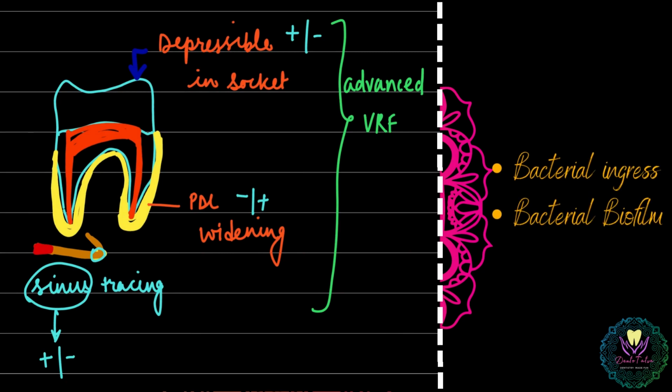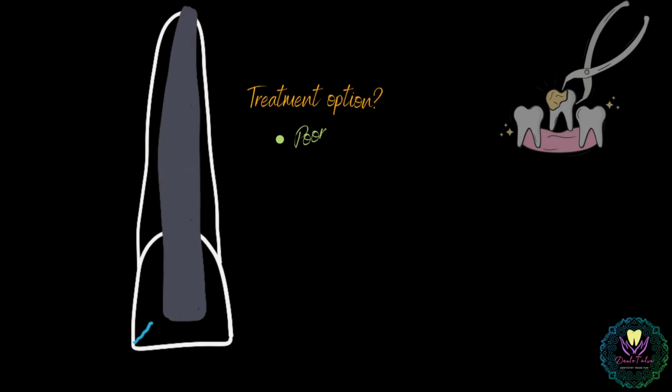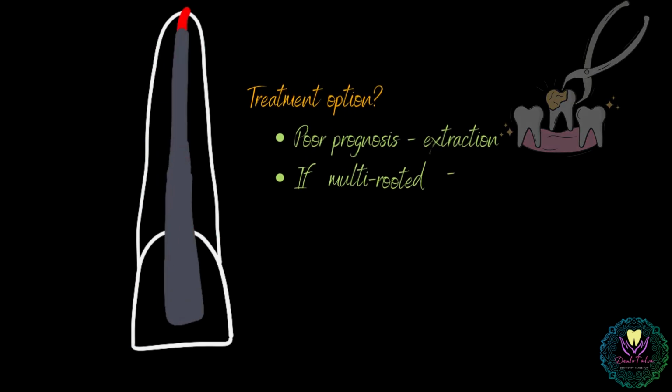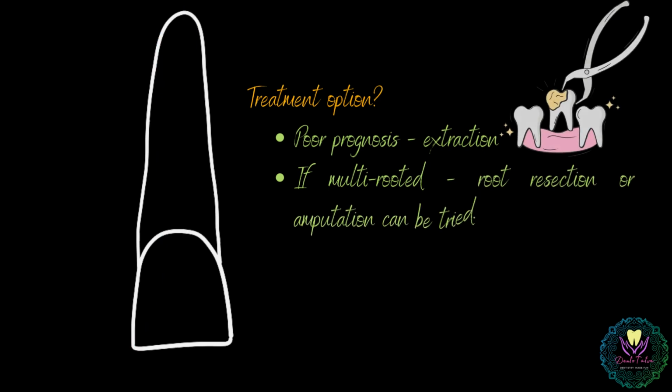Now in certain cases, a deep, localized periodontal pocket could also be found where there is VRF, and there could be a sinus, because in later advanced stages there is pathology, there is widening of the PDL, there is J-shaped radiolucency, there is ingress of bacteria, and bacterial biofilm. Sinus means there is pus, and if there is pus, the tooth is going to be mobile. In most cases, VRF is hard to treat and the prognosis of such cases is rather poor.